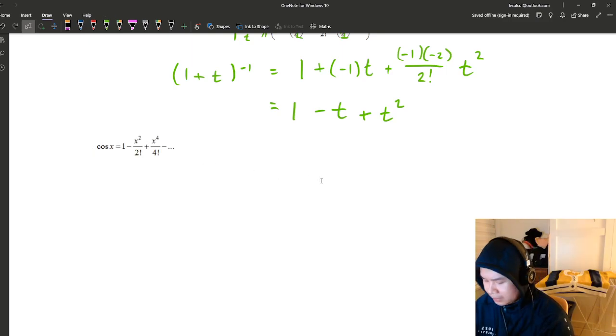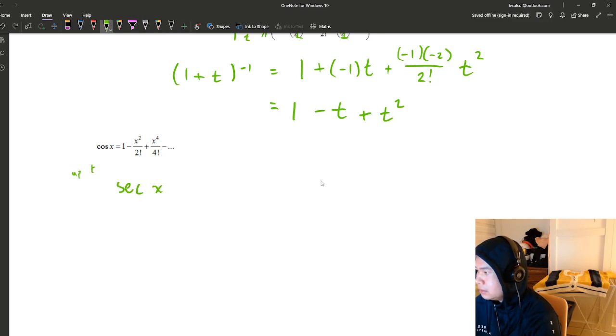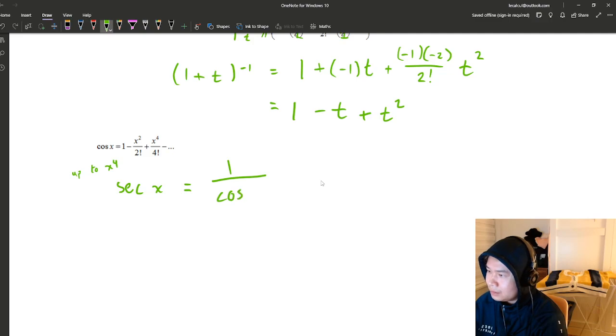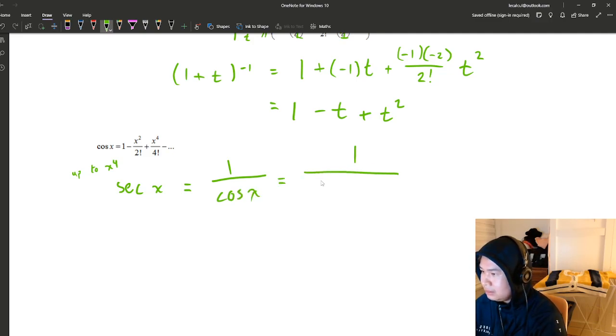And I'm supposed to find the Maclaurin series for secant, up to x to the power 4. Okay, so you need to relate it to cosine. It's the reciprocal of cosine. And then we have the Maclaurin series of cosine, which is this.